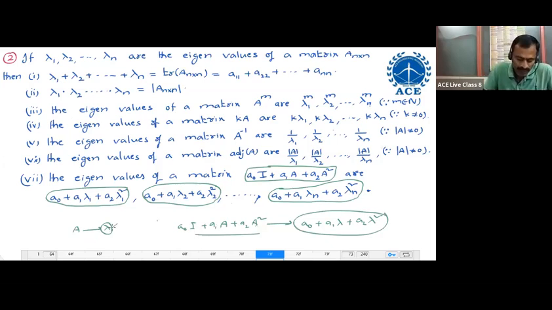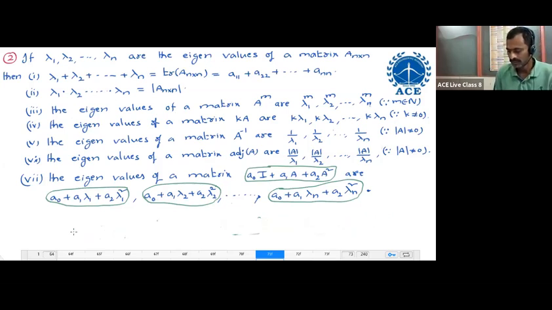For lambda, if we have particular values lambda 1, lambda 2, lambda 3, and so on, lambda n, we substitute here lambda 1, lambda 2, lambda 3, and so on, lambda n. Like that, we can write the particular eigenvalues. This is second property. Next, property number 3.